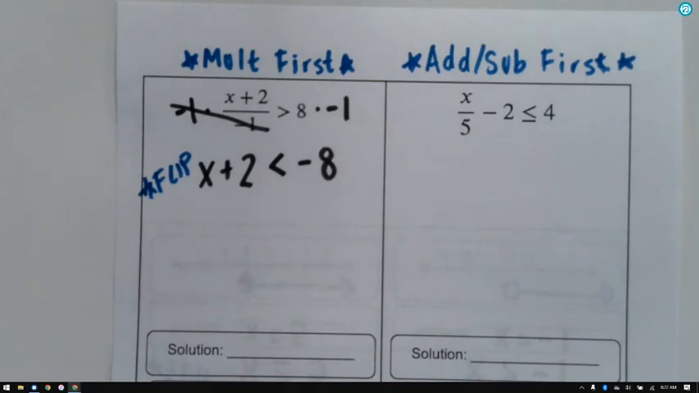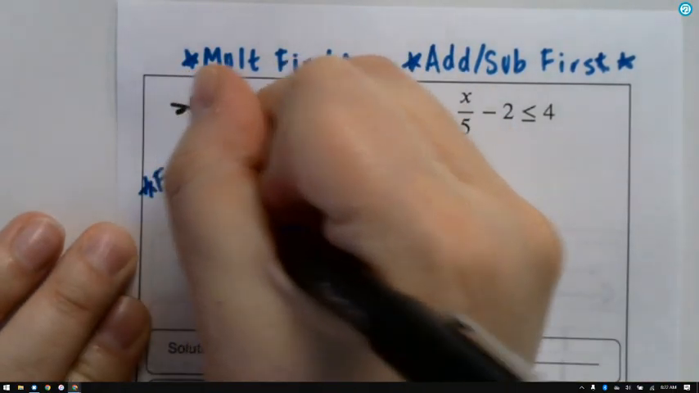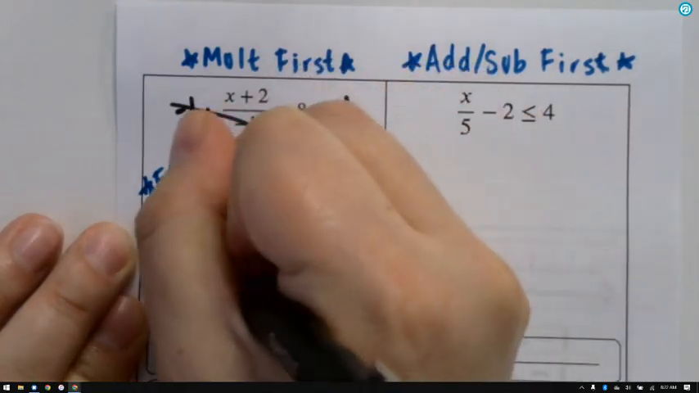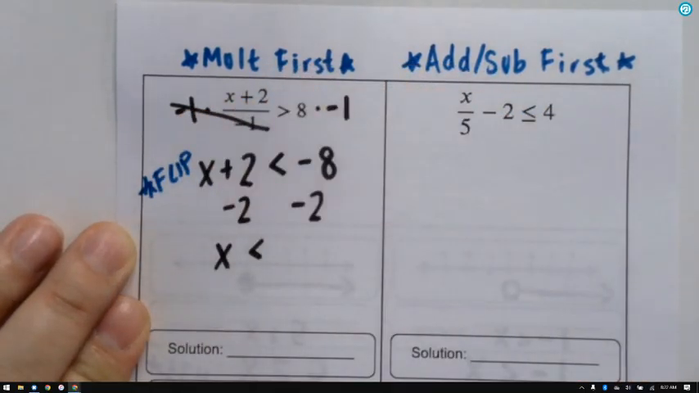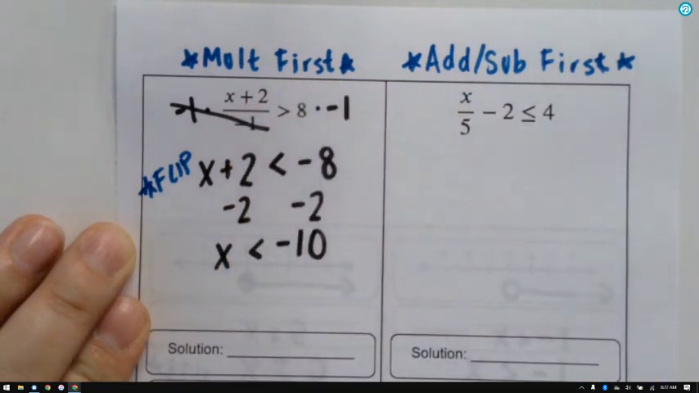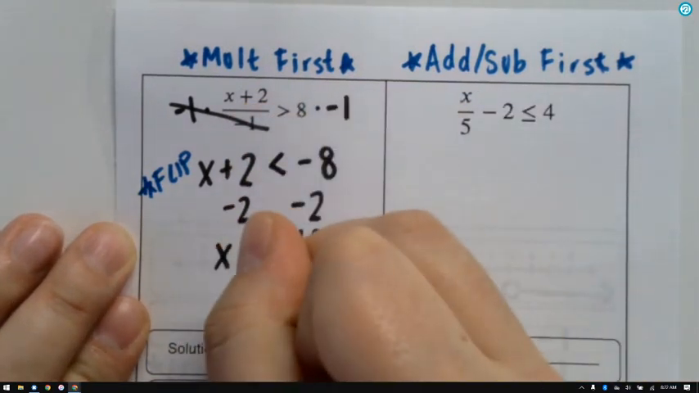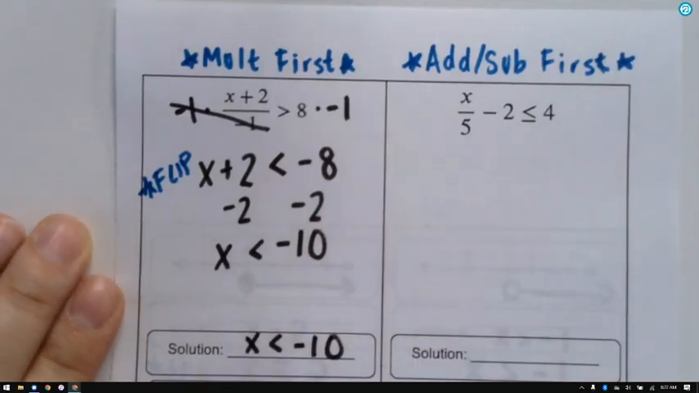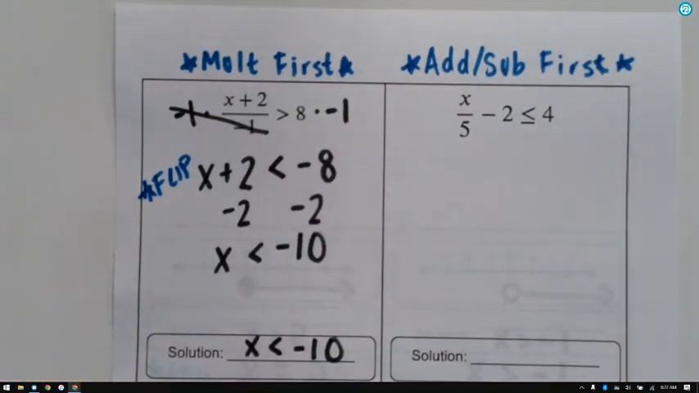Okay. From there, I want to get x by itself. The opposite of that plus 2 is -2. So I'm going to subtract 2 from both sides. I get x is less than -8 minus 2 is -10. So x is less than -10.